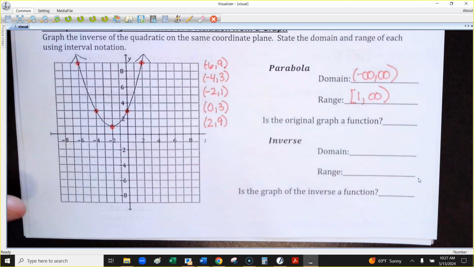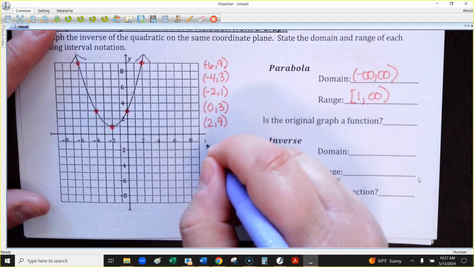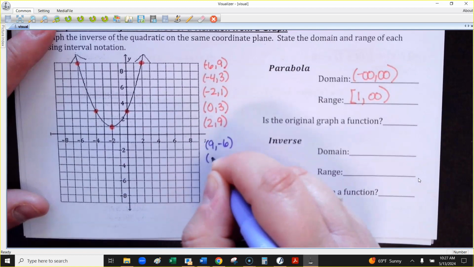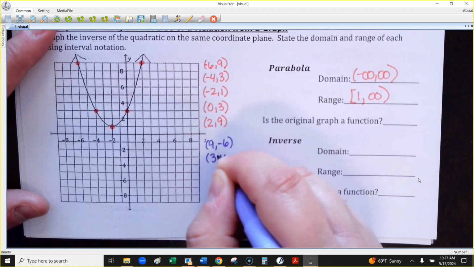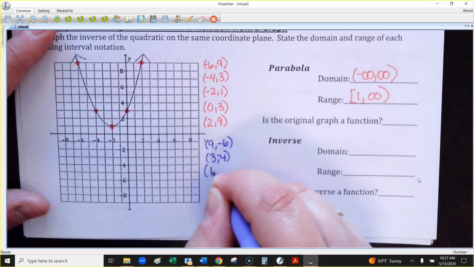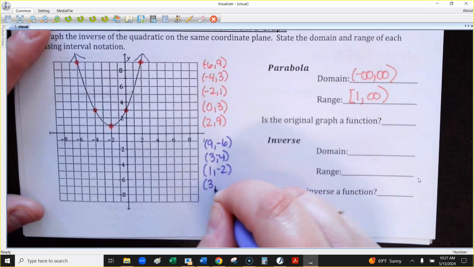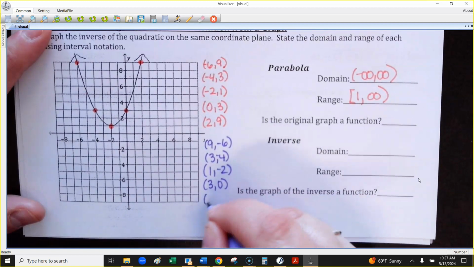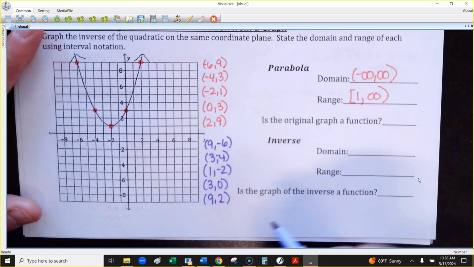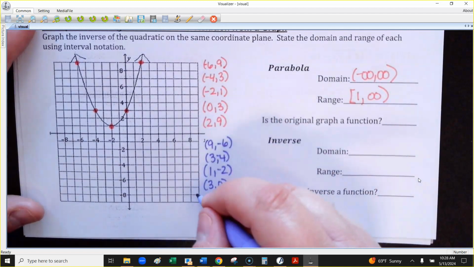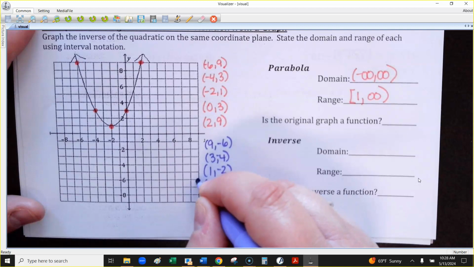All right, so all I have to do to find the inverse is literally just flip the coordinates. So that first one, the inverse point would be 9, -6. The second point I wrote down would be 3, -4. Then it would be 1, -2. We're just switching the x and y coordinates' places is all I'm doing. And I'm going to come over to the graph and plot these points best I can. The 9 is all the way to the edge of the graph.